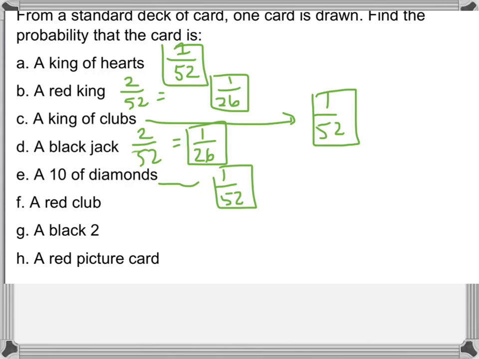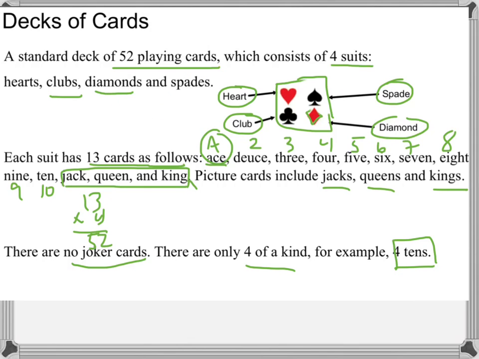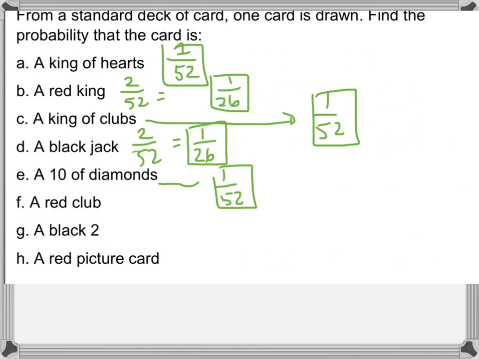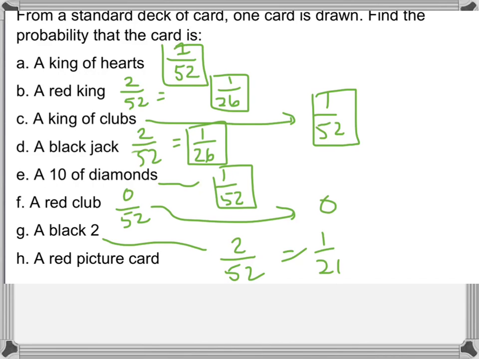Okay, a red club. Now, if we recall, the clubs are a black suit. It's not a red suit. So there are no red clubs. This is an impossible event. 0 out of 52 or 0. A black 2. Again, there are 2 black suits. So there are 2 black 2s. So 2 out of 52 or 1 out of 26.